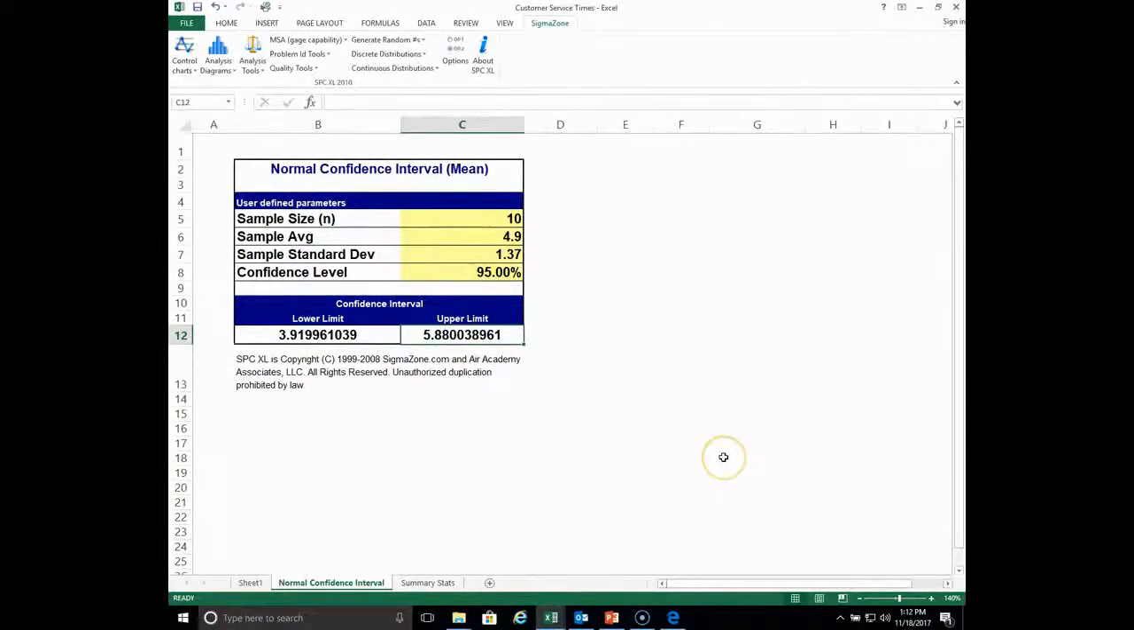That's what that means. So I hope this little tutorial, together with the options you have in SPC Excel for generating a confidence interval for the population mean, has been helpful.